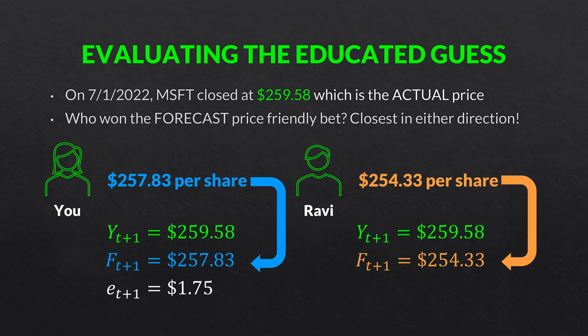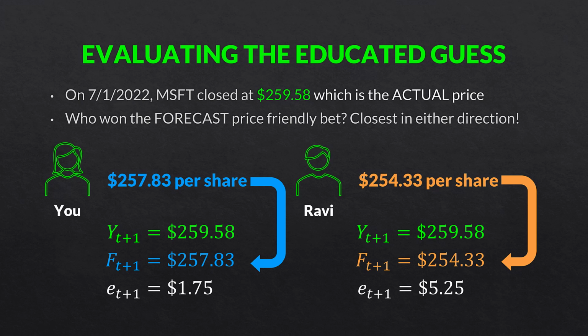Now, of course, when we say error here, it's not a normative judgment. Error doesn't mean you are bad or not smart or anything like that. When we're forecasting, we're always going to have error. That's the idea of forecasting. So your error was $1.75 under. Ravi had a forecast error of $5.25.